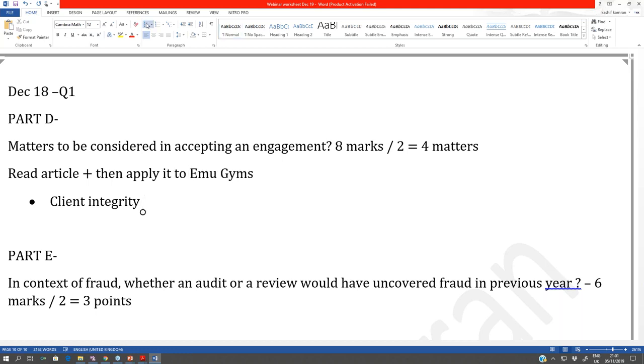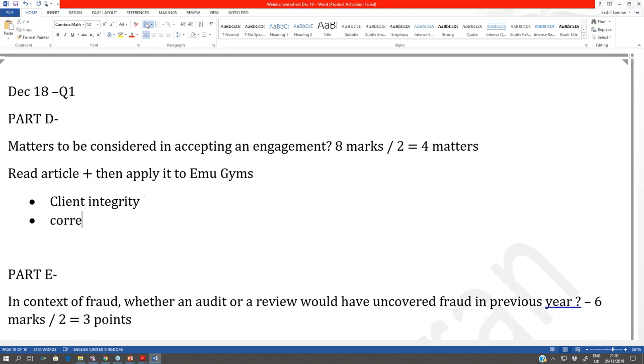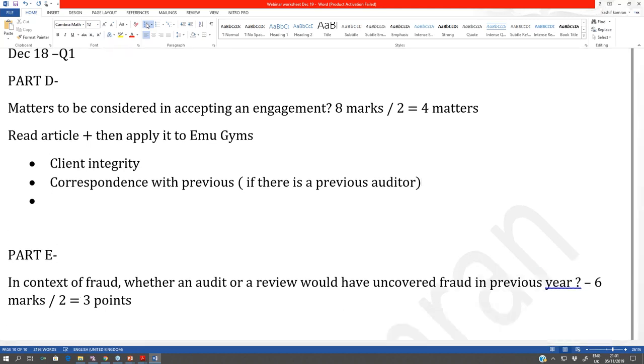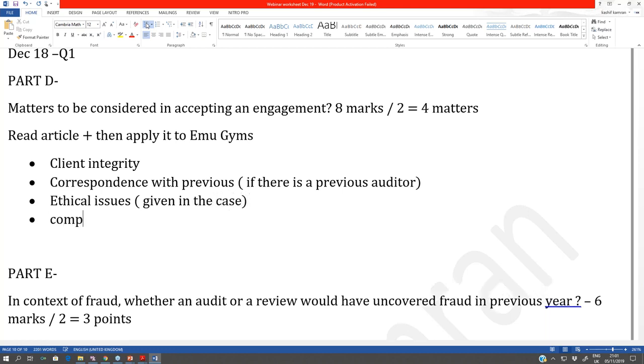So client integrity is one matter, right? Correspondence with previous auditor is another matter, if there is a previous auditor. Then also, looking at the ethical issues, any ethical issues when you're accepting the engagement, ethical issues given in the case. You also need to consider the competence of the firm, whether the firm is competent to perform services, competence of the audit firm. Can they offer service to the client?